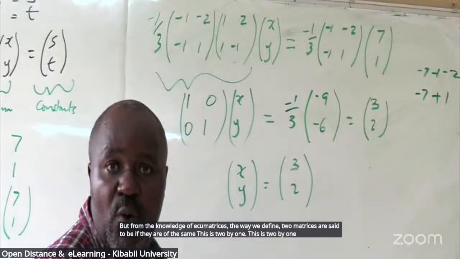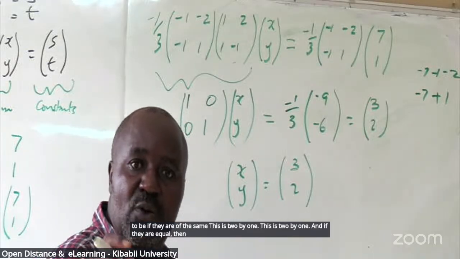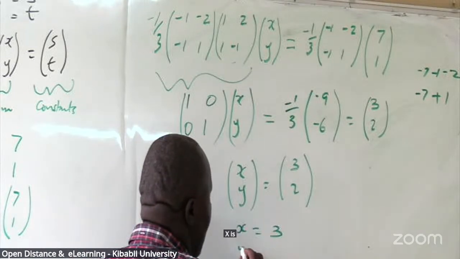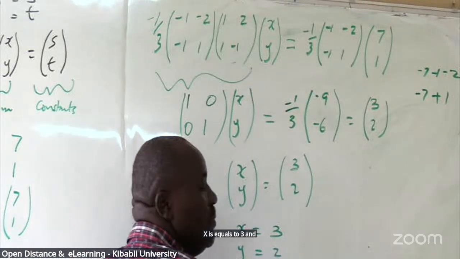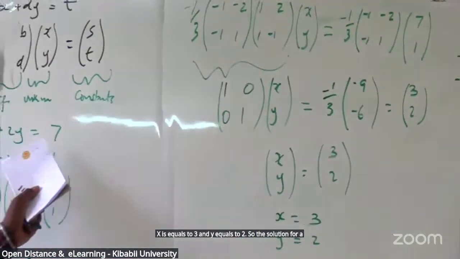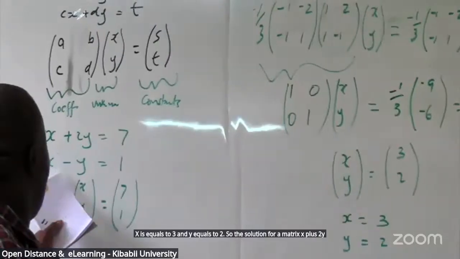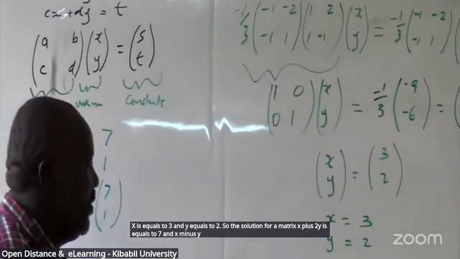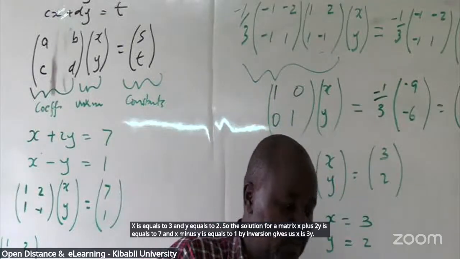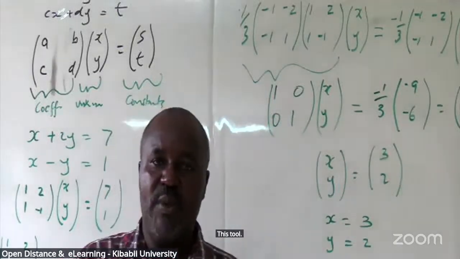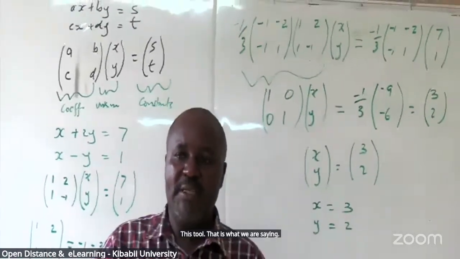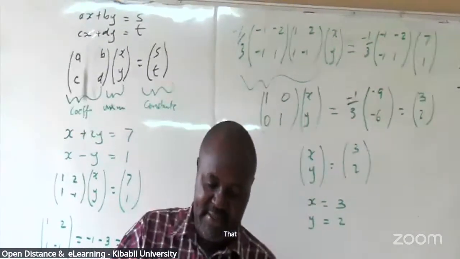And if they are equal, then their corresponding elements are also equal, and therefore x is equal to 3 and y is equal to 2. So the solution to the system x plus 2y equals 7 and x minus y equals 1, by inversion gives us x is 3, y is 2. That is what we are saying.